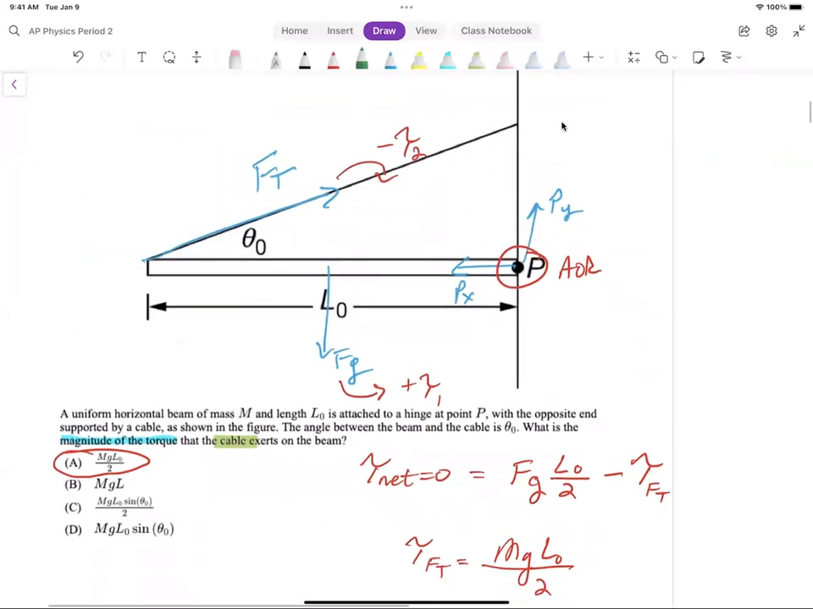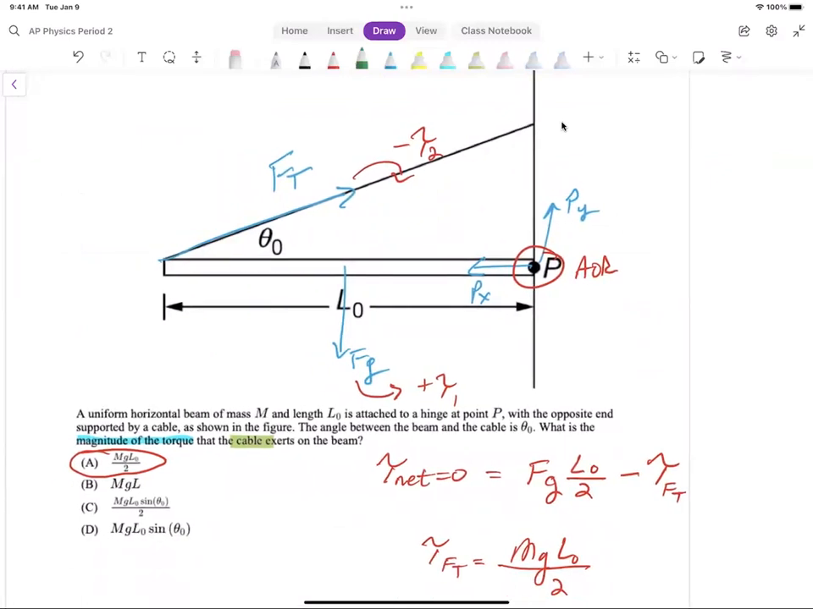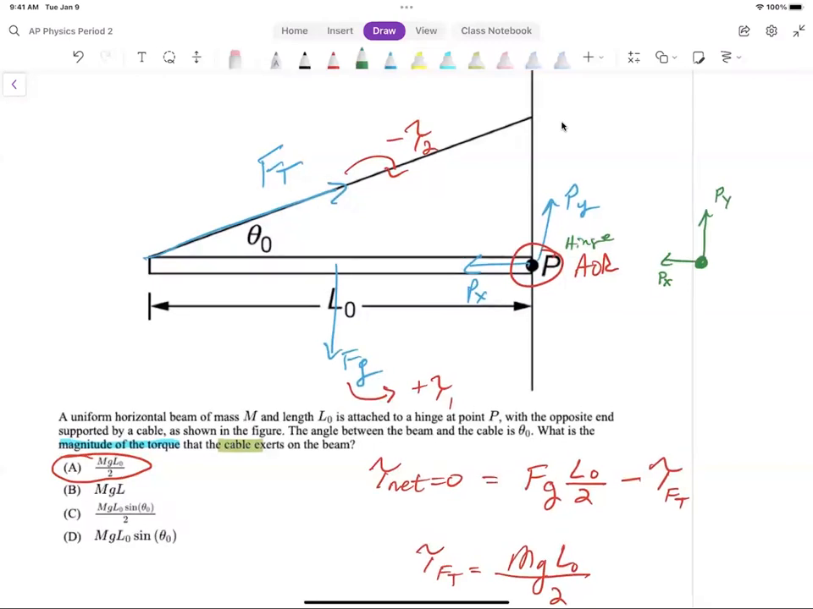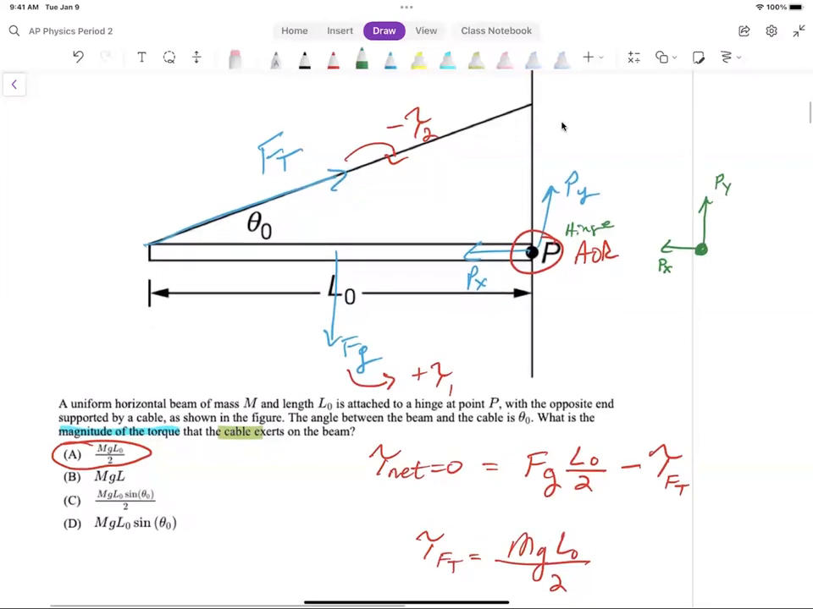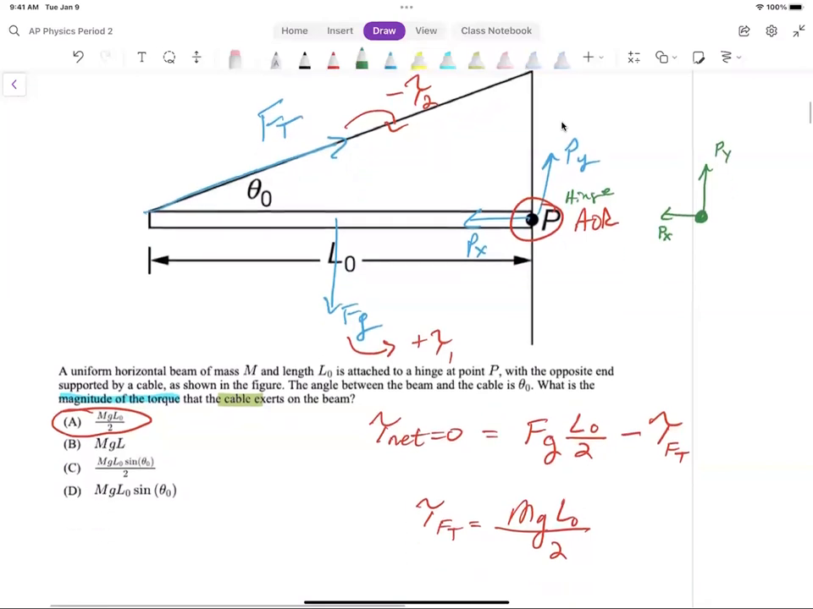I got another situation where I have this beam. I have a hinge, and we haven't talked about this in class. At a hinge, I actually have a force upward from the hinge and a force outward from the hinge. And it's not going to matter on this problem because I can select that as my axis of rotation, because what they want to know is the magnitude of the torque that the cable exerts on the beam.